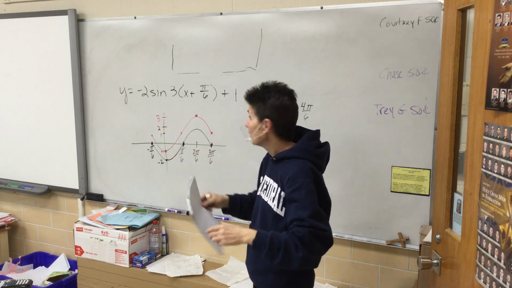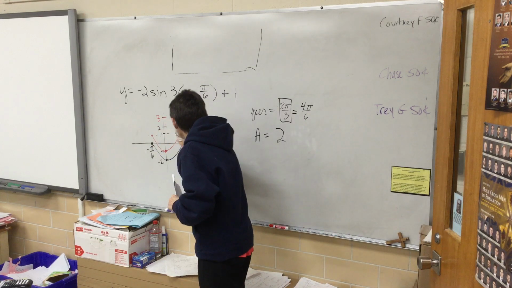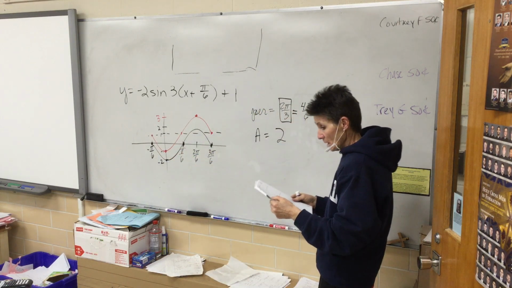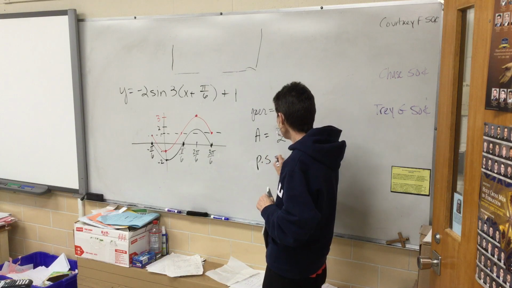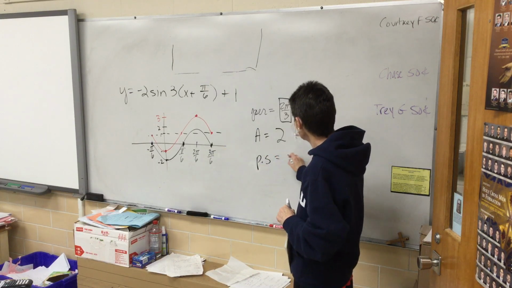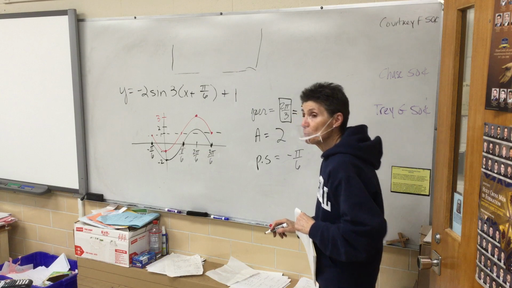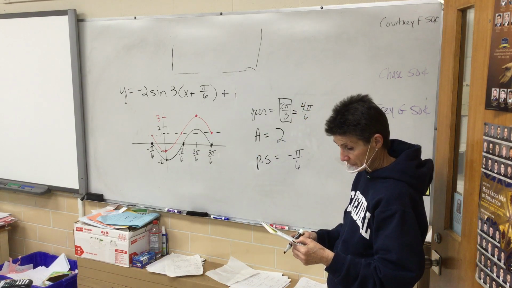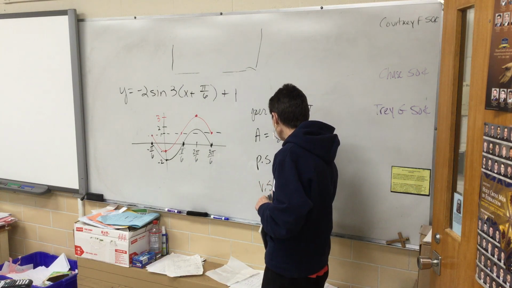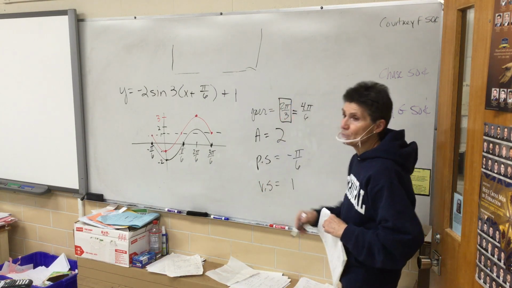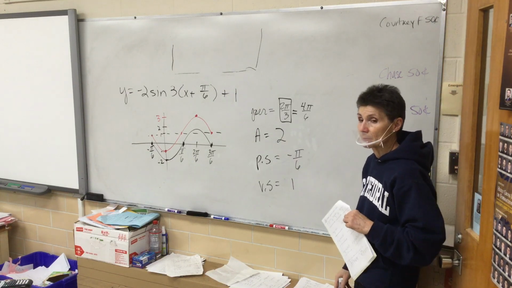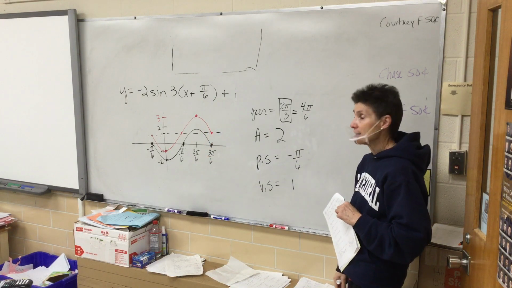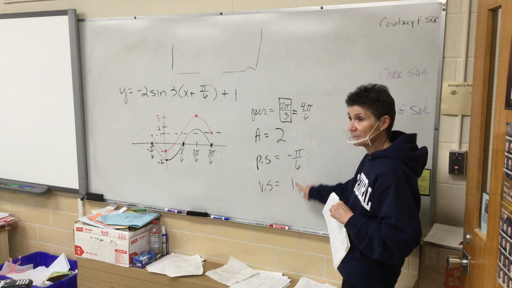The amplitude is 2. Also, does picking up the curve change the amplitude? No. The height of the waves, aren't they still up 2 and down 2? Yeah. All right, phase shift. Phase shift is -pi over 6, or if you prefer, left pi over 6. You can use the word left. Vertical shift, 1, or if you prefer, up 1. Negatives are left and down. Positives are right and up. So that's a negative, this is a positive.